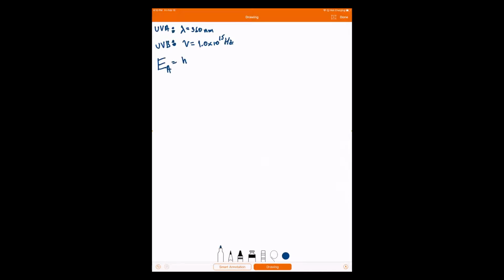So we need to calculate the energy of the two photons because it wants us to know the difference in energy. So we have to know the energy for each one in order to calculate the difference. Starting with the energy for UVA, we were already given the wavelength, so we'll go ahead and use the wavelength equation. Remember, they're both the same equations.